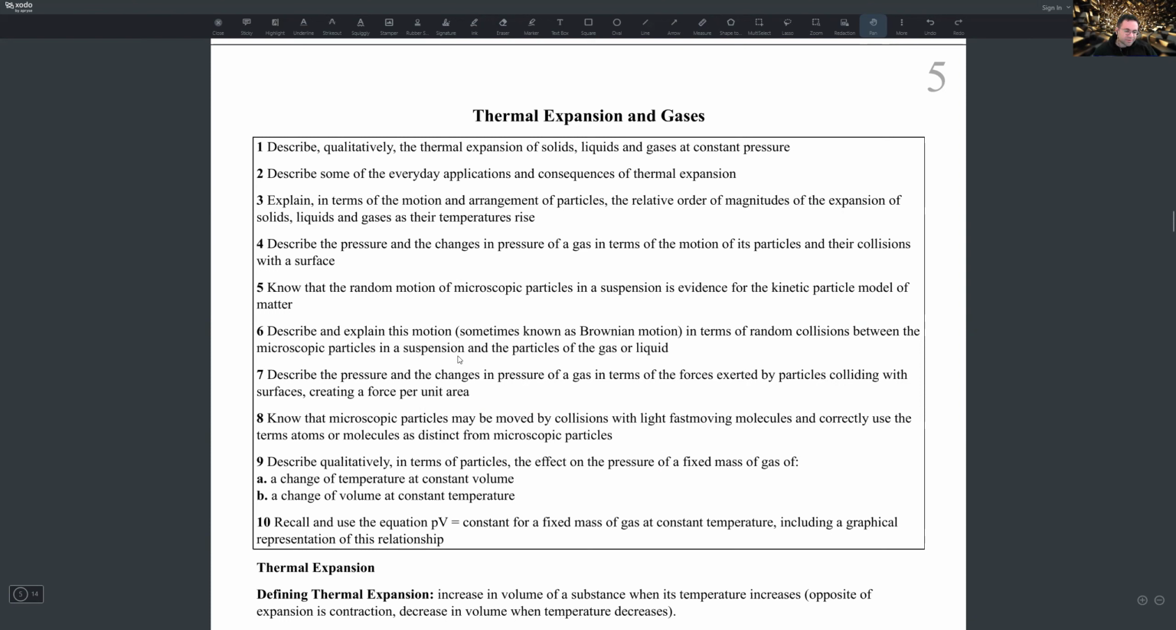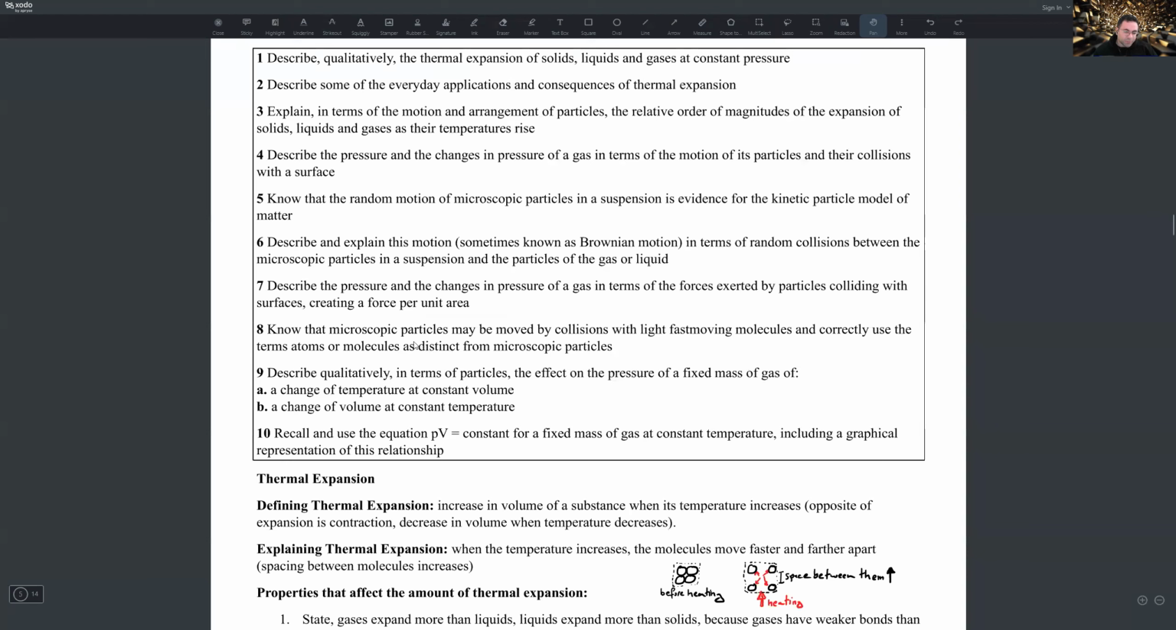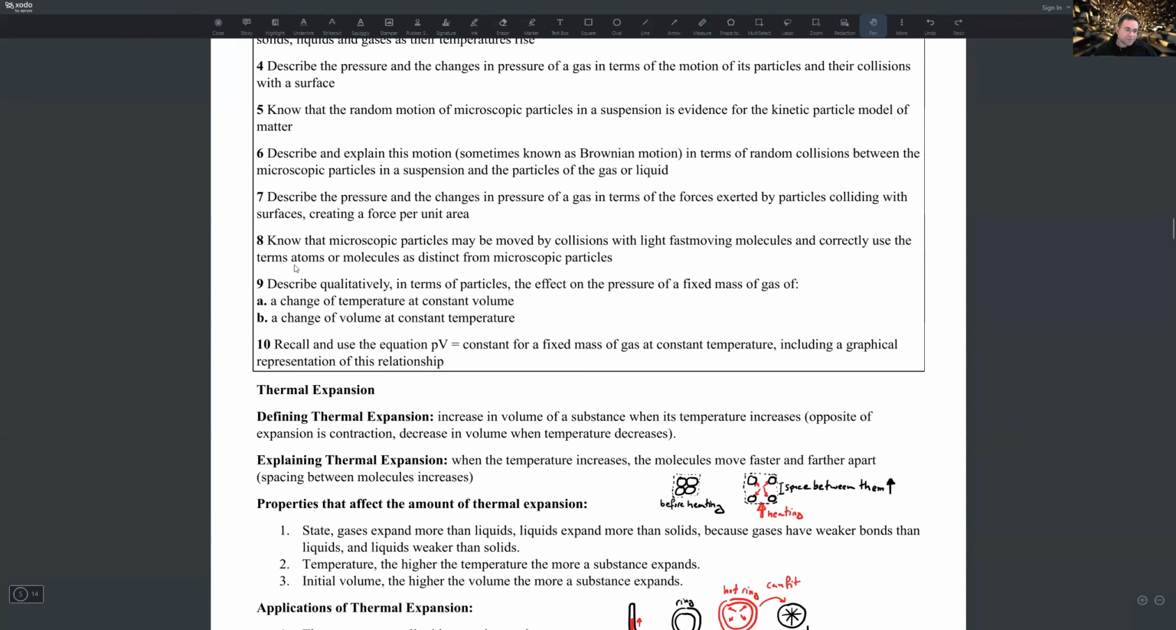Describe the pressure and changes in pressure of a gas in terms of the forces exerted by the particles colliding with the surfaces, creating a force per unit area. We'll say momentum here. Know that microscopic particles may be moved by collisions with light, fast-moving molecules, and correctly use the terms atoms or molecules as distinct from microscopic particles. Here we'll see whether to say molecules or particles, in a little while.